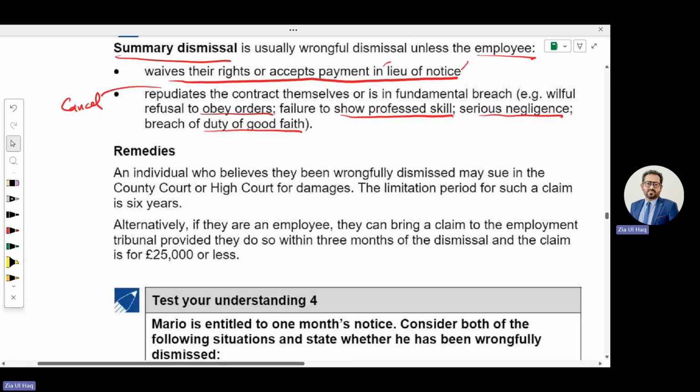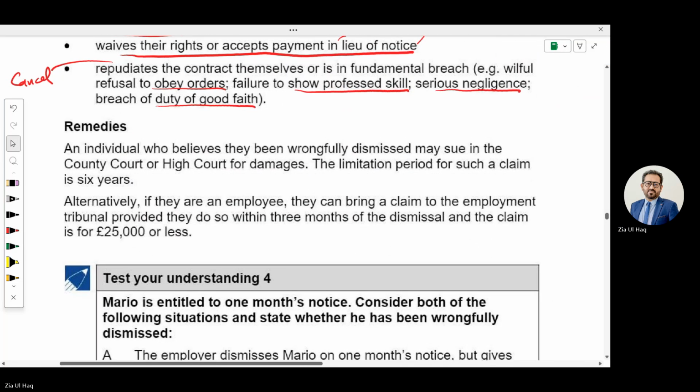What could be the remedies, the solution, against unfair dismissal? An individual who believes they have been wrongfully dismissed may sue in the county court or high court for damages. An employee can sue the employer in the county court or high court. The limitation period for such a claim is 6 years. Meaning after dismissal, within 6 years, you can file a suit, not more than 6 years.